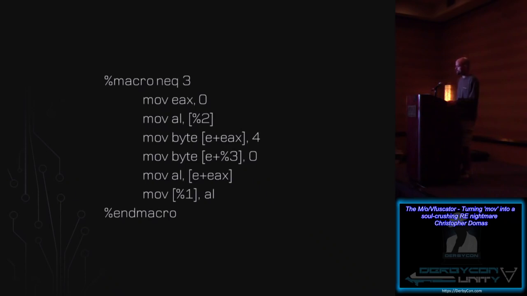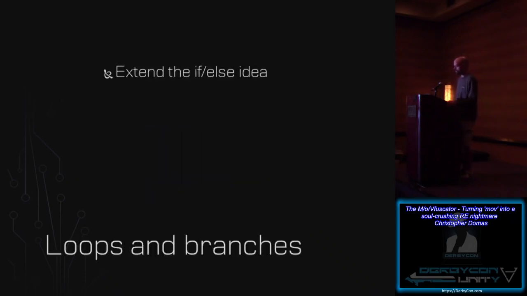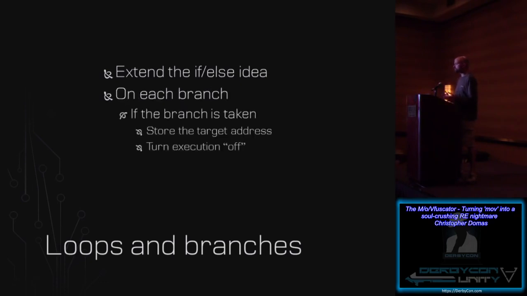Here's inequality checks. Here's a way to generate those selector functions with a macro. So we've got ifs, if-elses at this point. What we really want, though, is something a little bit more robust. We really want a way to branch and loop inside of our code. But we can do that by extending this basic if-else-if idea.